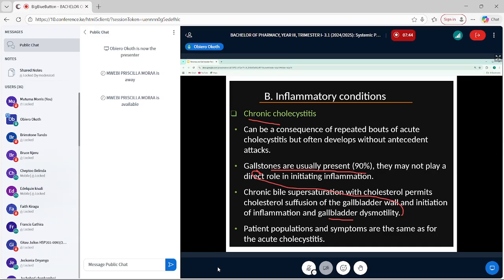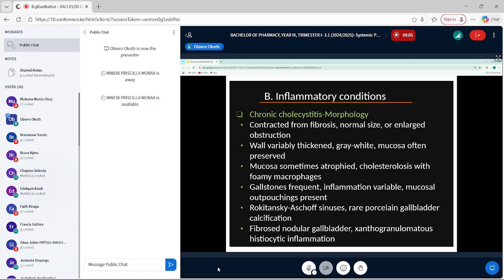And even the patient population tends to mirror those of acute cholecystitis, but with a more gradual onset. And it is the same patients that you're going to see with gallstones. Now, morphology, what do you normally see? The gallbladder can be fibrosed, can be smaller, can be normal size, or it could be enlarged if there's an obstruction. And the wall normally is thickened.